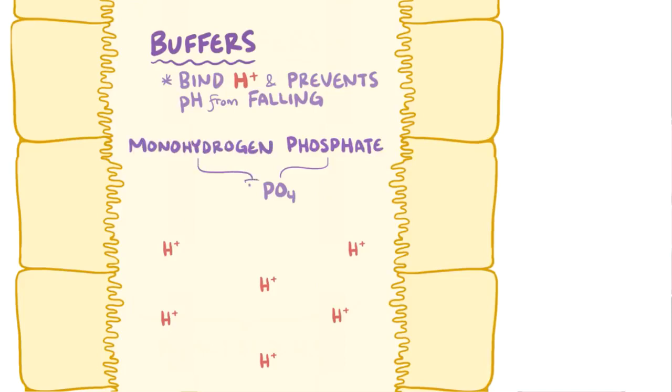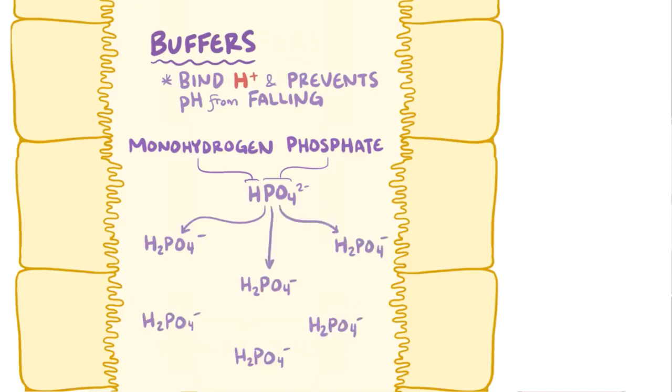A second buffer system uses phosphate. Monohydrogen phosphate, or HPO4, enters the tubule from the plasma. Monohydrogen phosphate's poorly reabsorbed from the tubules, so it ends up concentrating there. It acts as a buffer by combining with secreted hydrogen ions to form dihydrogen phosphate, or H2PO4-, which is then peed out in the urine.